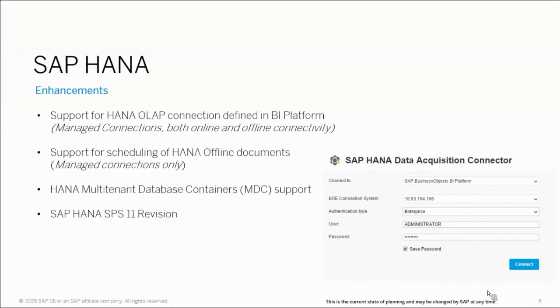So let's start with our SAP HANA improvements. With 1.30 you would see that we support HANA OLAP connections defined in BI platform. So far in 1.29, you were able to connect to the HANA systems directly. However, from a trusted data discovery scenario perspective, now you would be able to use the defined OLAP connections in BI platform and connect to that.